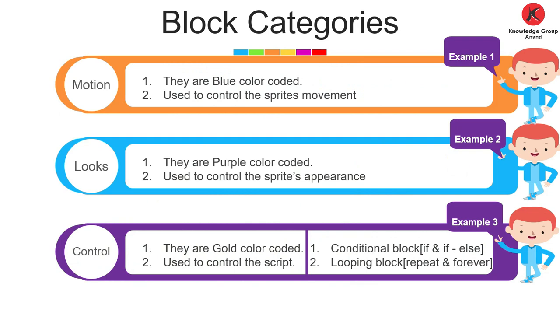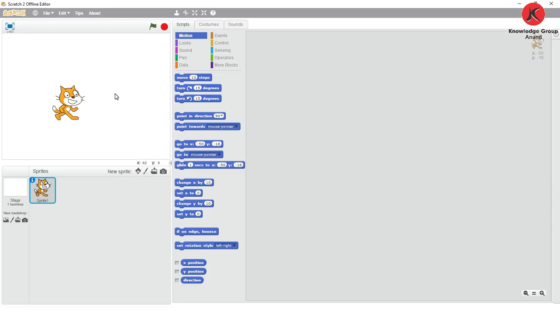Now the block drawers. First, block categories, that is motion. They are blue color coded and used to control the sprite movement. So remember, the motion blocks are blue color coded. So let's see here, motion block. When you click on the motion, you can see this is blue color coded. These are all called motion block drawers. Move means the sprite will move a particular number of steps. Turn to the right side, turn to the left side. The specified degree will be turned by the sprite. Point in a particular direction. So these are called the motion blocks.